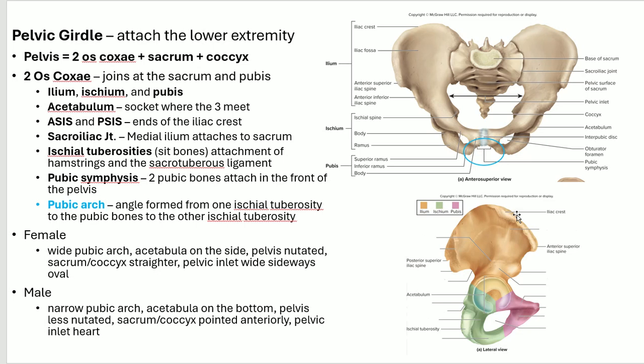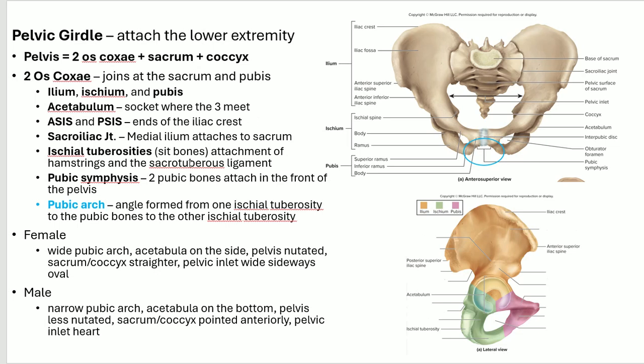So both ends of the top of the pelvis, anterior and posterior, basically is what that is. Both ends of the top of the pelvis. The sacroiliac joint, that's where the ilium attaches to the sacrum. So that's right here.